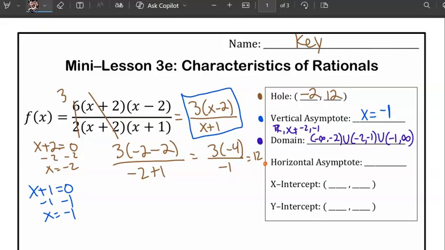To get the horizontal asymptote, we'll take the rational expression and find the leading coefficients of the numerator and the denominator. 3x over 1x. They have the same degree, so we're going to divide those leading coefficients. 3 divided by 1 is 3. f(x) equals 3 would be the horizontal asymptote. You could also say this is the end behavior for this rational function.